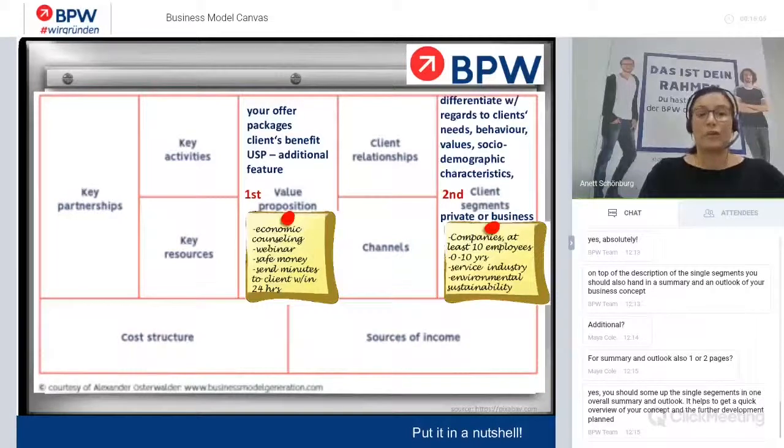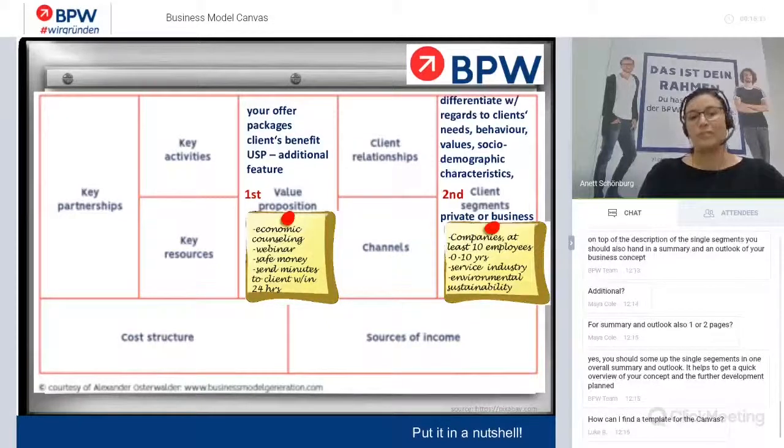The next component you are working on is your client segments. This puts the client at the heart of your business model. Every business serves one or more client groups. Divide the different client groups depending on their needs, behavior, or other characteristics like values or socio-demographic characteristics.